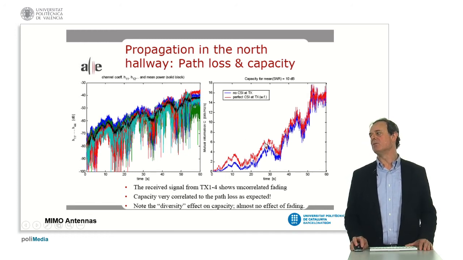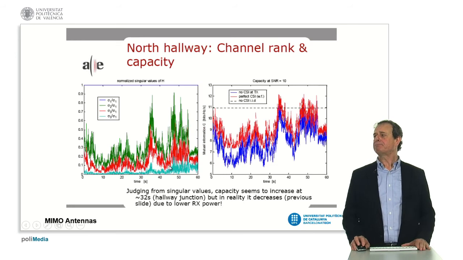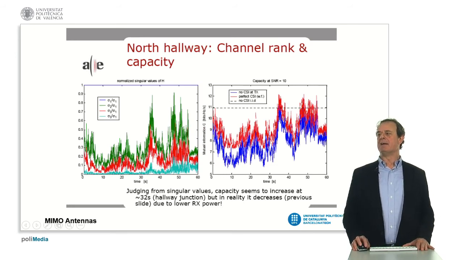So we see that when we use the knowledge of the channel, we improve the capacity a little bit. But here we may see the 1, 2, 3 eigenvalues of the channel.